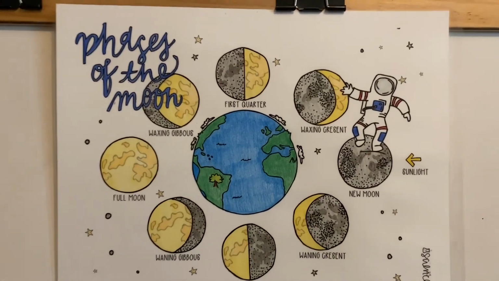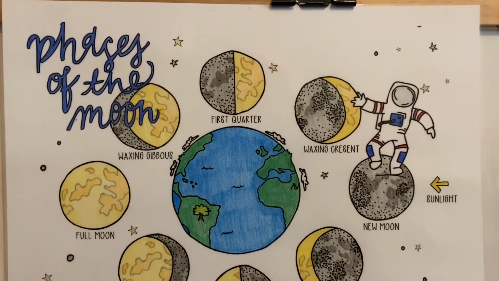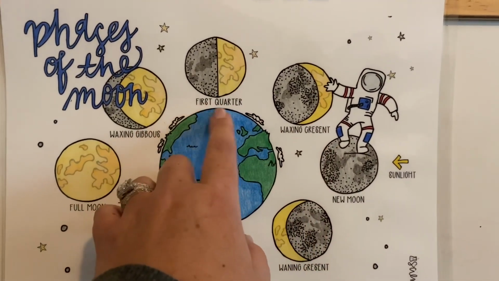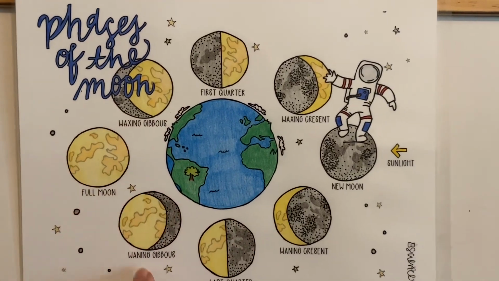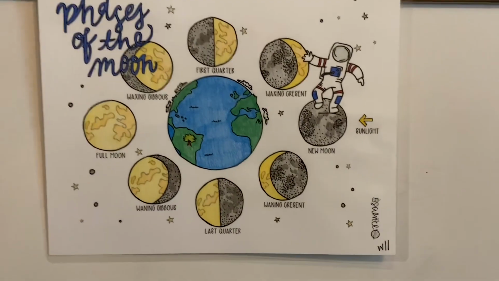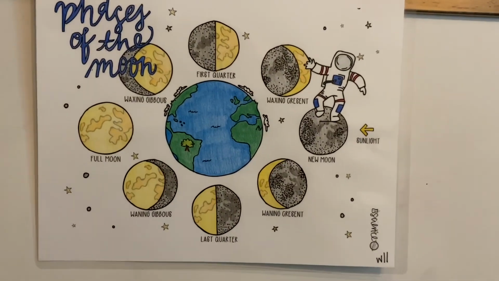Now there are some extra words on my sheet here. Like you see, it says waxing crescent, first quarter, waxing gibbous, waning gibbous, last quarter, waning crescent. Let me explain why.